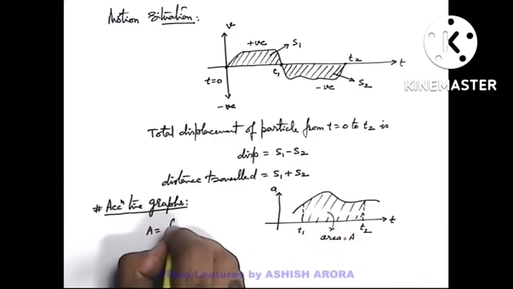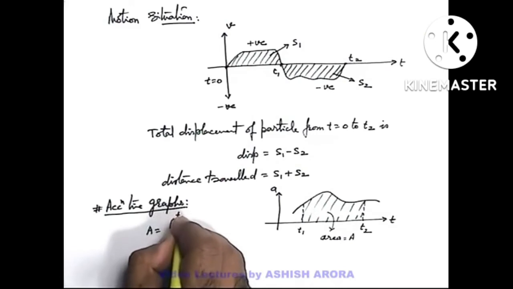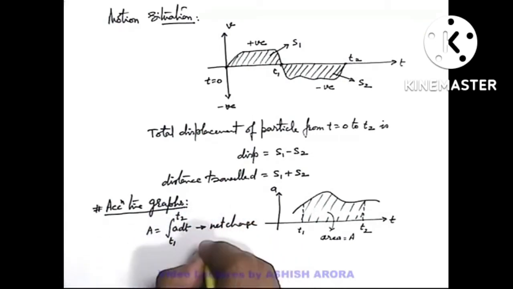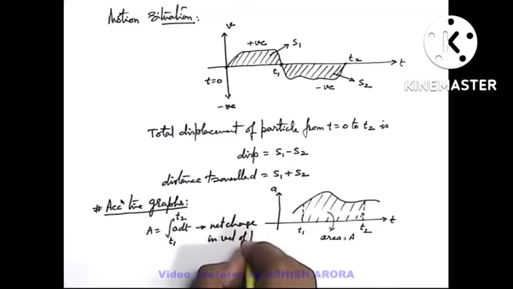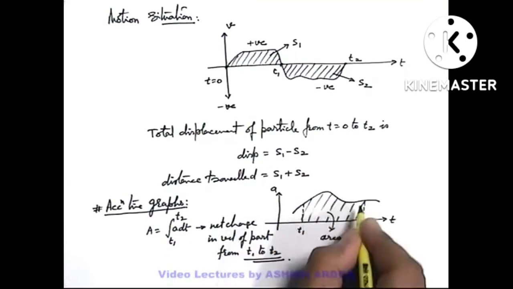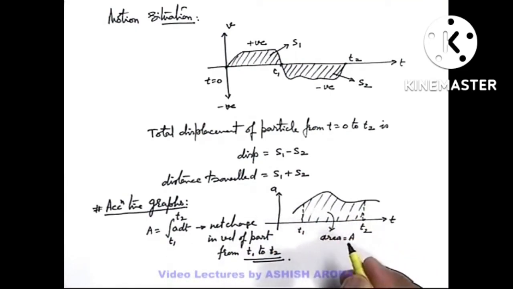Like if we find out this area, say A, this A can be written as the integration of a dt from time t1 to t2. This a dt will give us the net change in velocity of the particle from t1 to t2. This is something important for us to keep in mind, that the integration of a dt from t1 to t2 gives us the net change in velocity of the particle in going from time t1 to time t2. This you should always keep in mind.